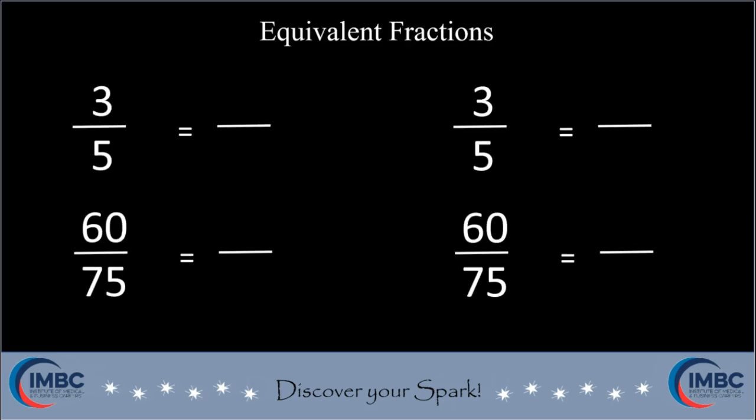Equivalent fractions are different fractions representing the same value. Equivalent fractions are found by multiplying or dividing both the numerator and the denominator by the same value. So I'm going to multiply the numerator and the denominator of 3/5 by 2. So 3 times 2 is 6. 5 times 2 is 10. So 3/5 is equal to 6/10.